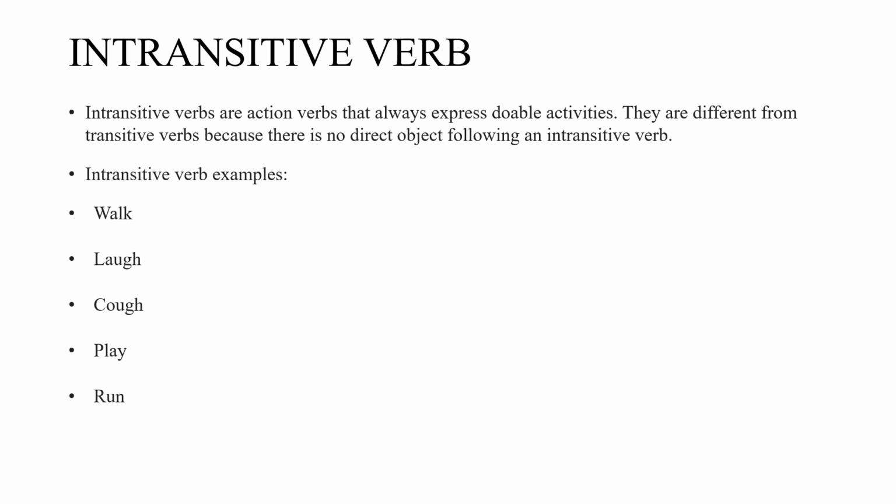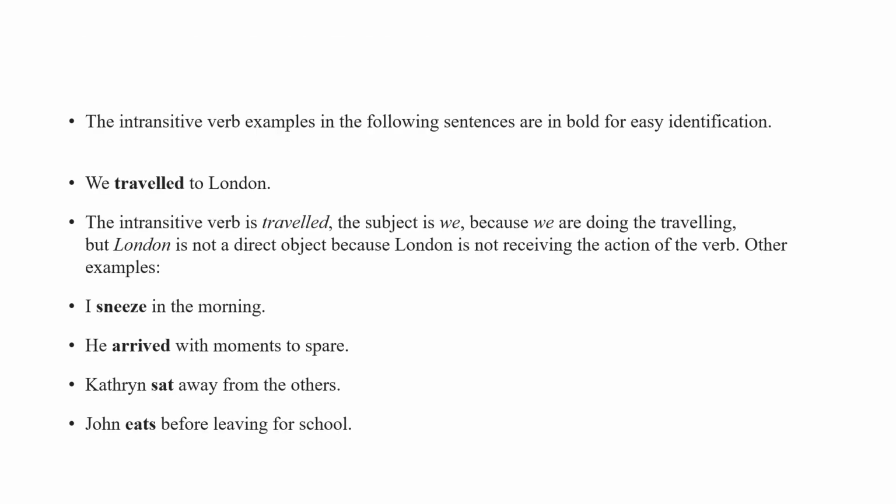Intransitive verb. Over here you can see intransitive verbs are action verbs that always express doable activities. They are different from transitive verbs because there is no direct object following an intransitive verb. Intransitive verb examples are laugh, walk, cough, play, run. And you can see the intransitive verb examples in the following sentences are in bold for easy identification. We traveled to London. The intransitive verb is traveled. The subject is we because we are doing the traveling, but London is not a direct object because London is not receiving the action of the verb.